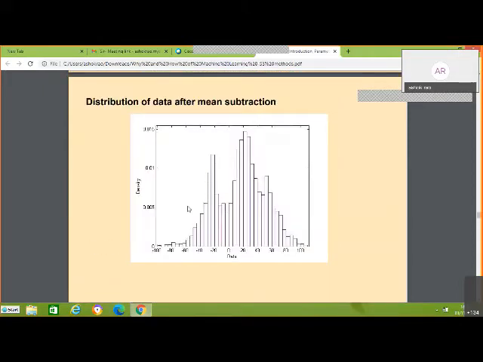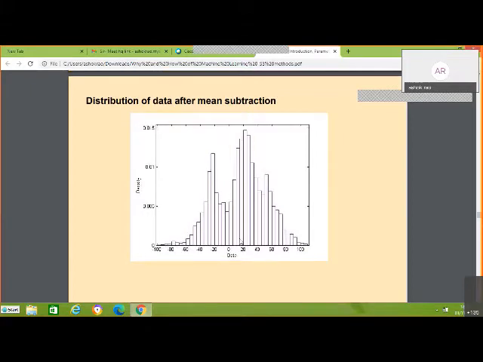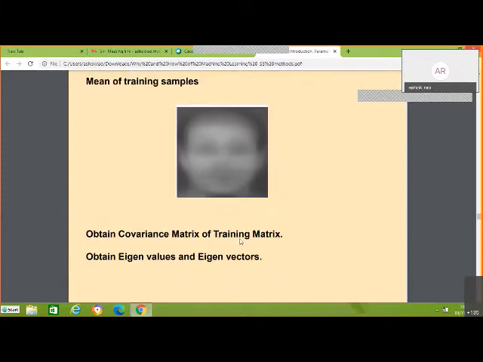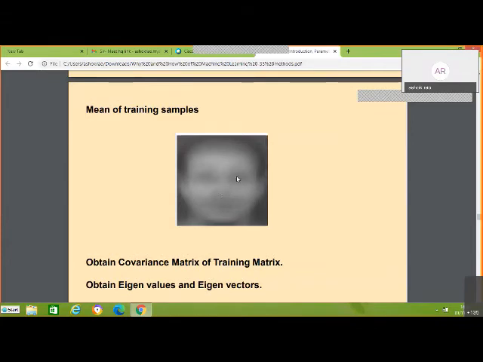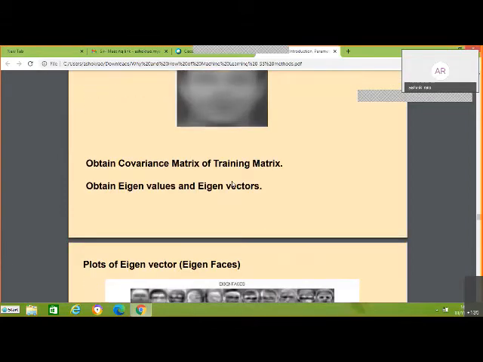So this is the data modified after mean subtraction. When you subtract, you see here now, instead of 0 to 255 grayscale, it has now become minus 255 by 2 to plus 255 by 2. This is the average of all the faces. Blur image. This is like the DC value, the first coefficient of the Fourier series, A0 by 2 term. So the average of all the faces looks like this. We subtract this from every face and do the covariance matrix, do eigenvalues.